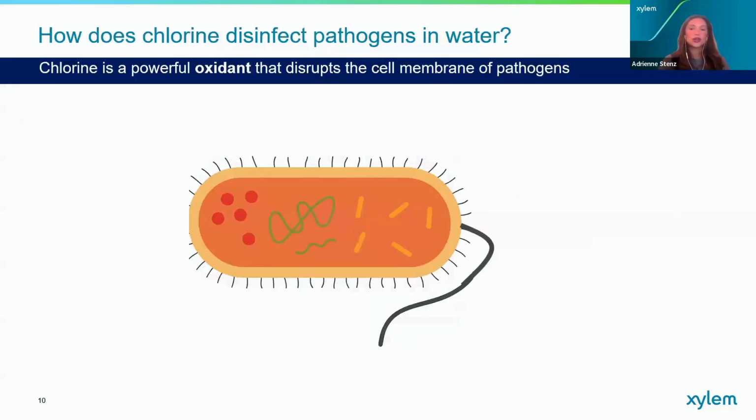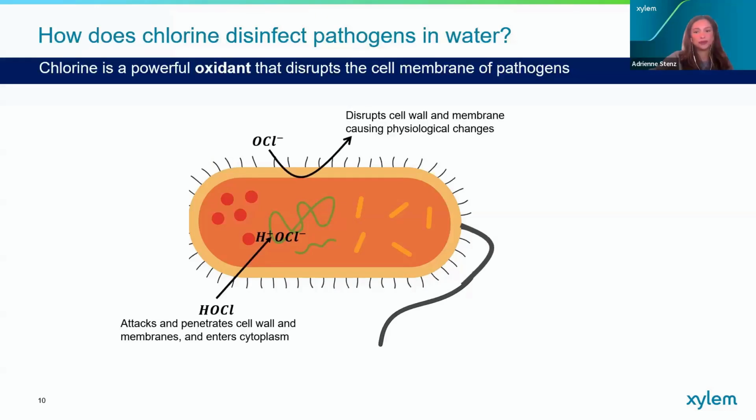So how exactly does chlorine disinfect water? Chlorine kills or inactivates pathogens in water through oxidation, or through the transfer of electrons. This oxidation process disrupts the cell membrane of pathogens, rendering them incapable. In general, hypochlorous acid and hypochlorite ions oxidize, or steal electrons from, the cell wall of bacteria, causing physiological changes to those pathogens.